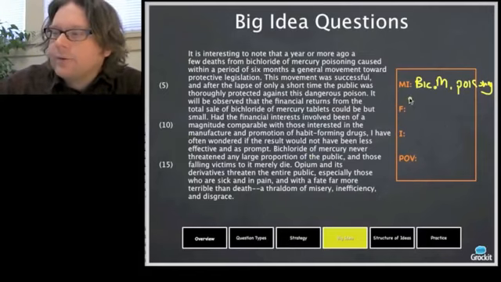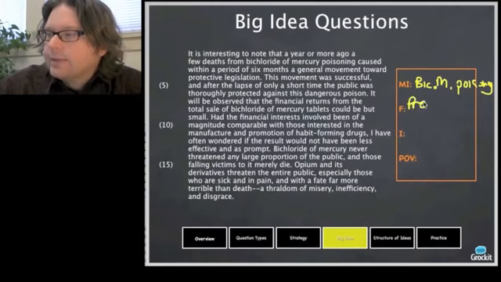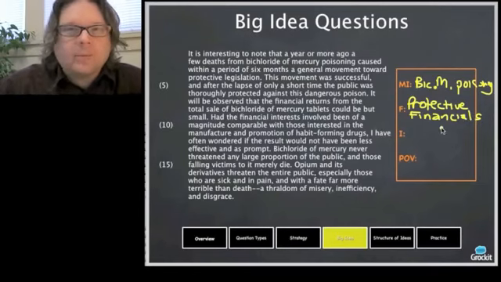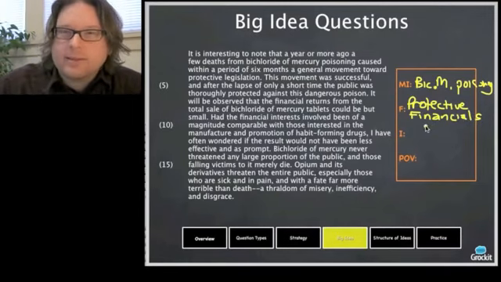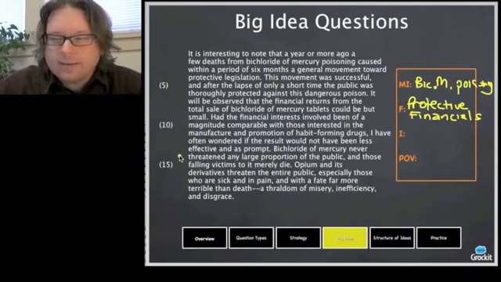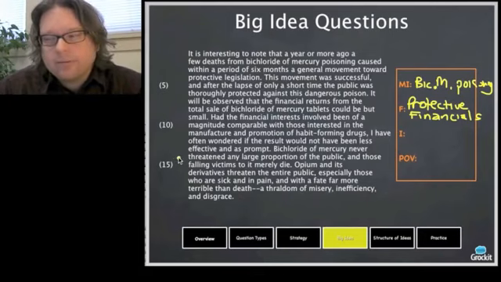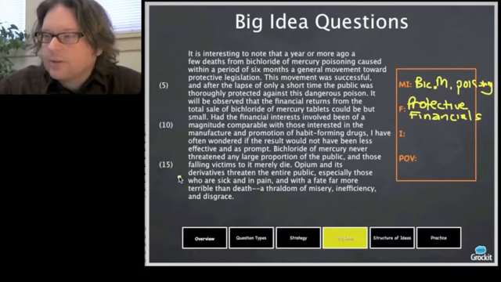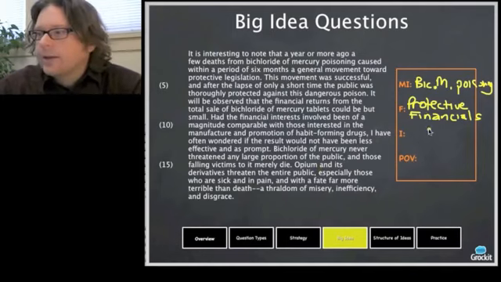Okay, so now clearly the focus is on the protective measures and then the financial aspects of what the substance is that people are being protected from. Bichloride of mercury never threatened any large proportion of the public, and those falling victims to it merely die. Opium and its derivatives threaten the entire public, especially those who are sick and in pain, and with a fate far more terrible than death, a thraldom of misery, inefficiency, and disgrace. Okay, so that kind of continues that.